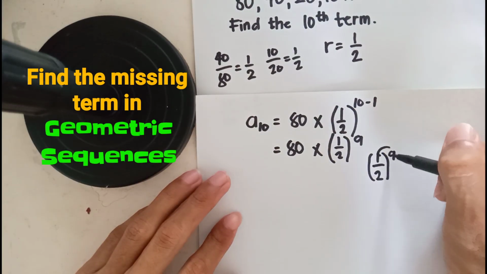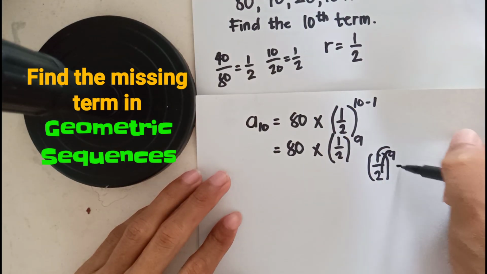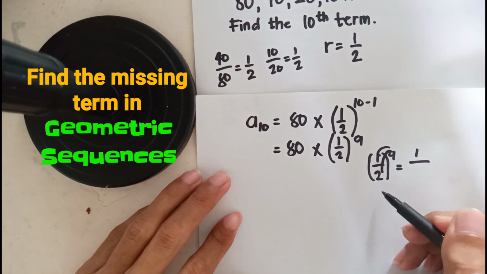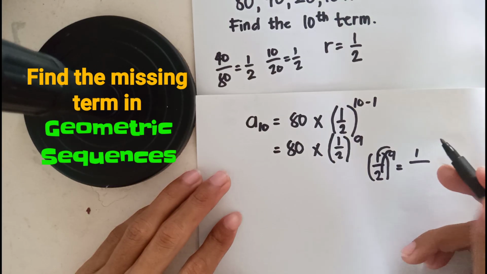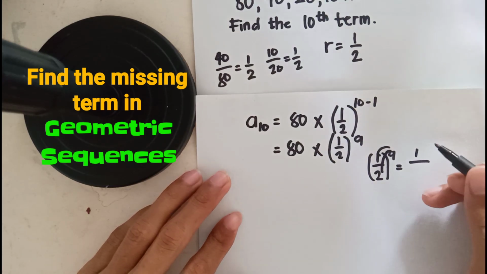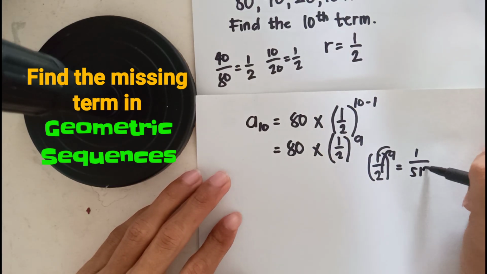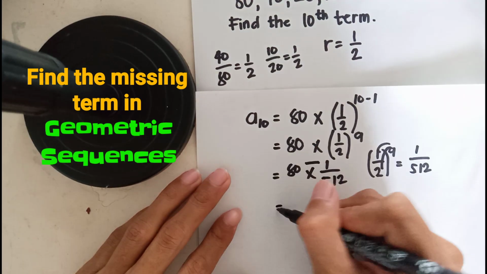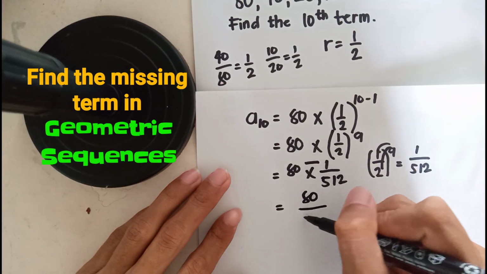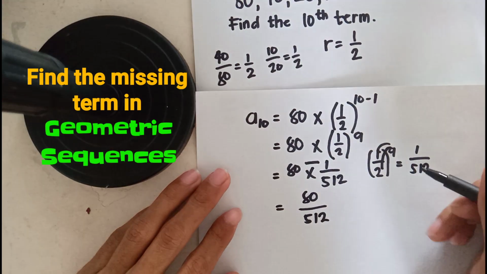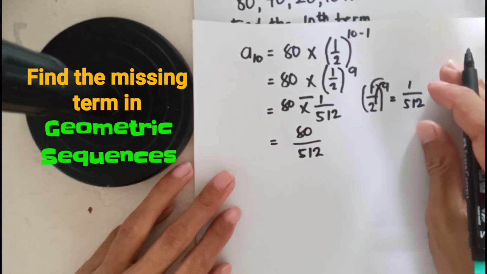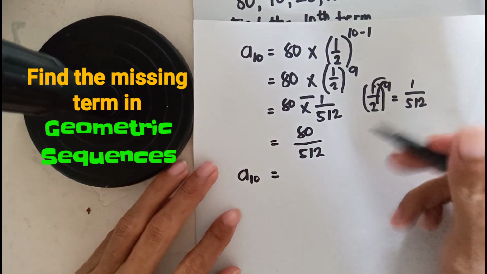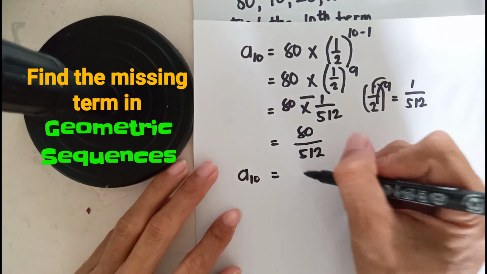To simplify this one, we have to distribute the 9 to the numerator and the denominator. 1 multiplied by itself 9 times is still 1. And 2 raised to 9, 2 multiplied by itself 9 times is equal to 512. So we now have 1/512. To simplify, just multiply 80 to our numerator 1. So we now have 80/512. We can still simplify this by dividing both numerator and the denominator by their GCF, which is 16.